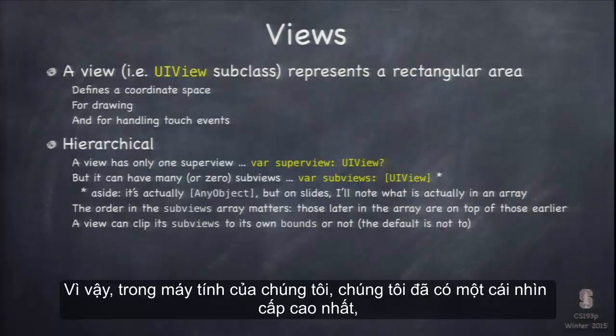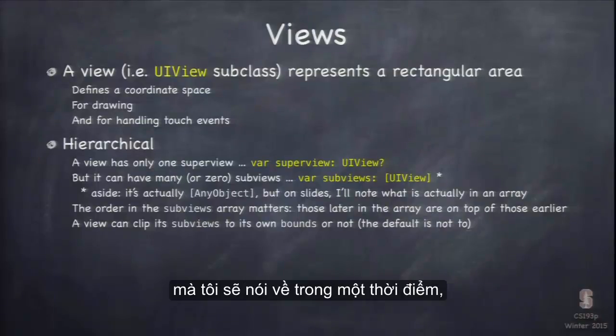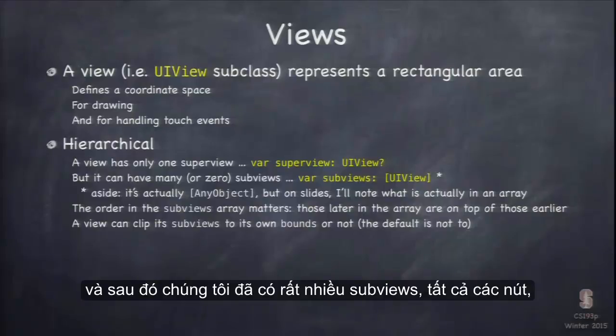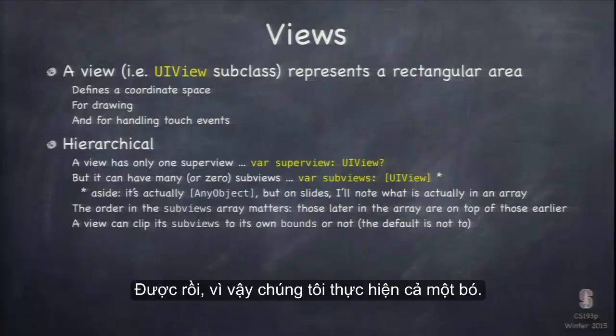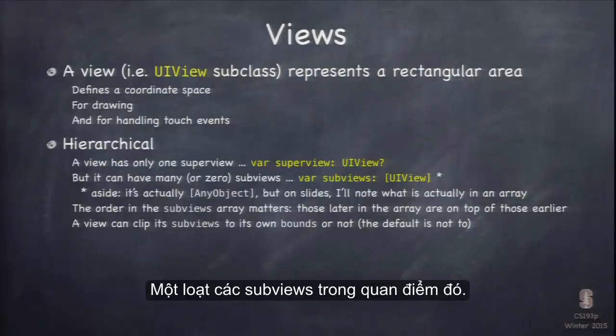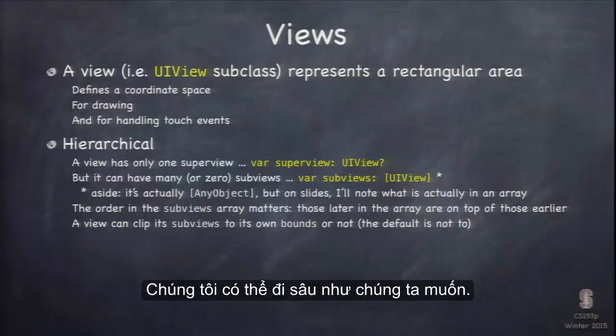So in our calculator, we had a top-level view, which I'm going to talk about in a moment, and then we had a lot of subviews. All the buttons, the labels, those are all UIView subclasses. Okay? And so we made a whole bunch. There's a bunch of subviews in that view. But we can go even deeper. It's hierarchical, multi-layer. We can go as deep as we want.